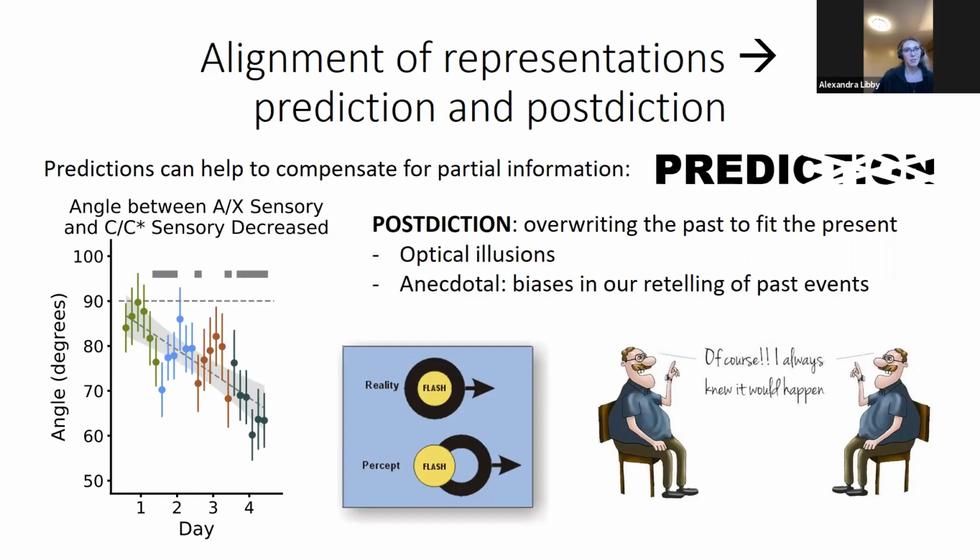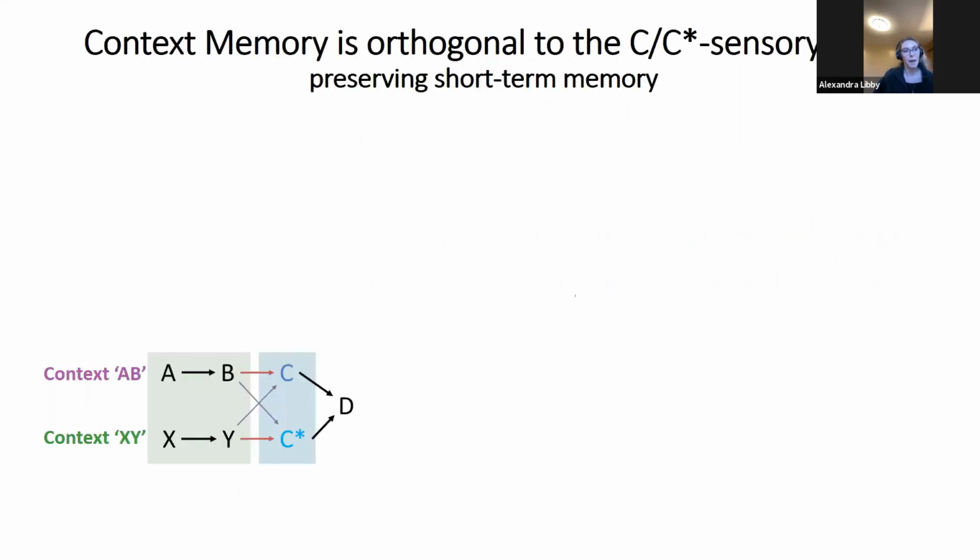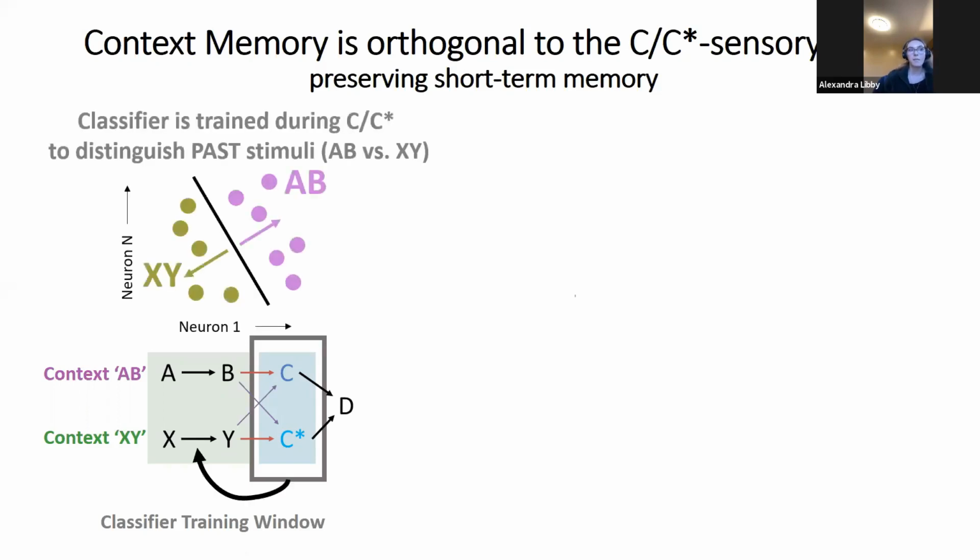So I think it's really interesting that it's possible that this alignment mechanism can explain both these phenomena. Okay, so back to my original question, which is how is the short-term memory maintained? So in the firing rate activity during that C/C prime period, is there any information about whether A or X was played? So to get at this question, we take the firing rate activity during C/C prime, and we train a classifier to distinguish between the A and the X trials.